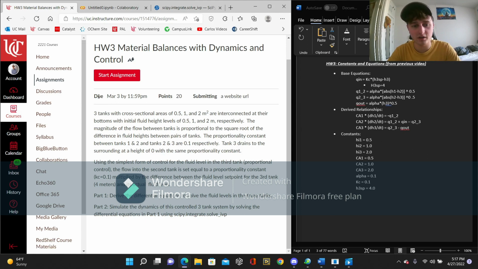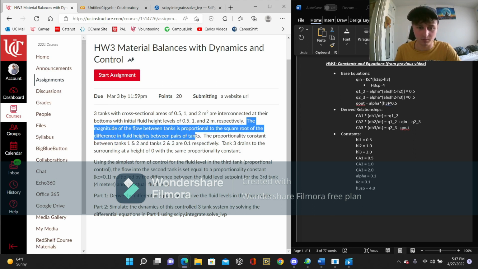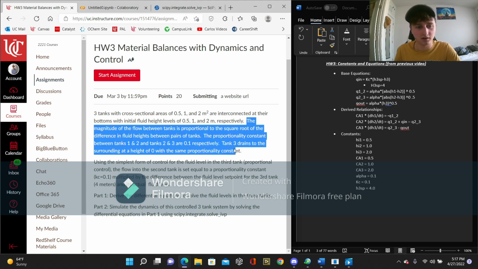So we have three tanks with cross-sectional areas 0.5, 1, and 2 meters squared. They are interconnected at their bottoms with initial fluid height levels of 0.5, 1, and 2 meters respectively. Okay, you can see these constants on the side. The magnitude of the flow between tanks, which we're going to see on the side is Q12 and Q23, is proportional to the square root of the difference in fluid heights between pairs of tanks. The proportionality constant between tanks 1 and 2 and 2 and 3 is 0.1 respectively. Tank 3 drains to the surroundings at a height of 0 with the same proportionality constant.